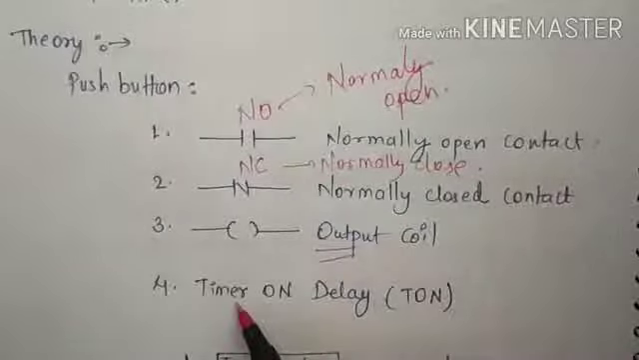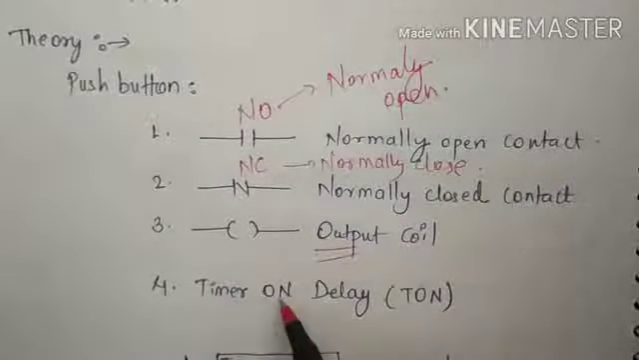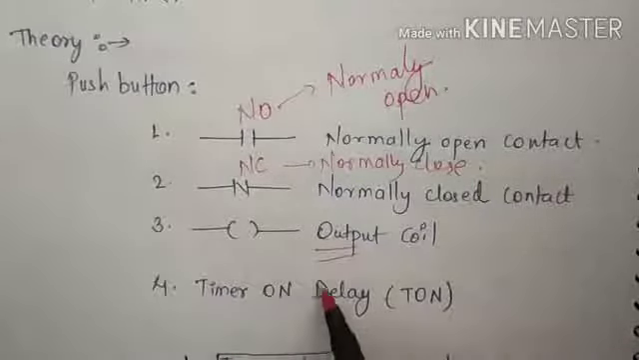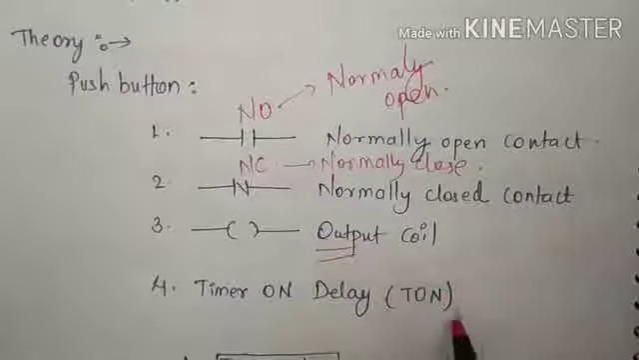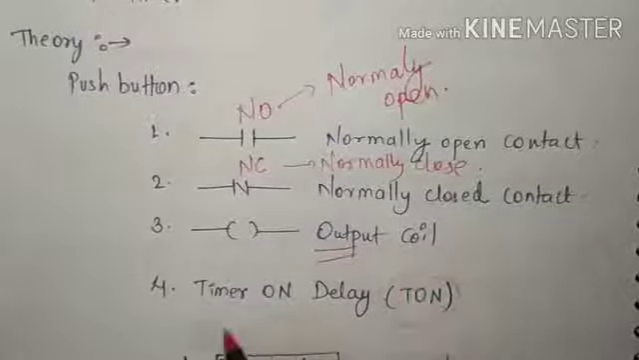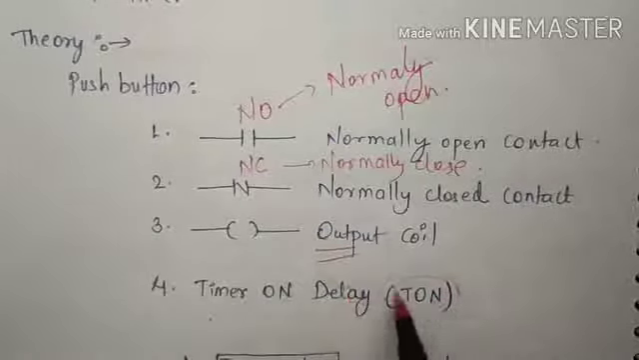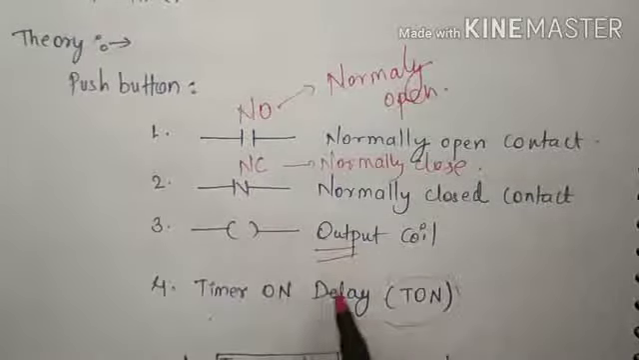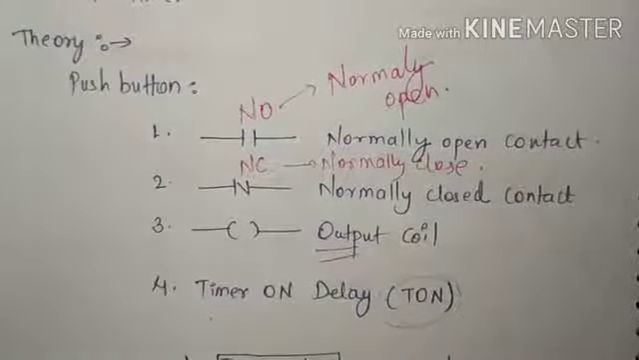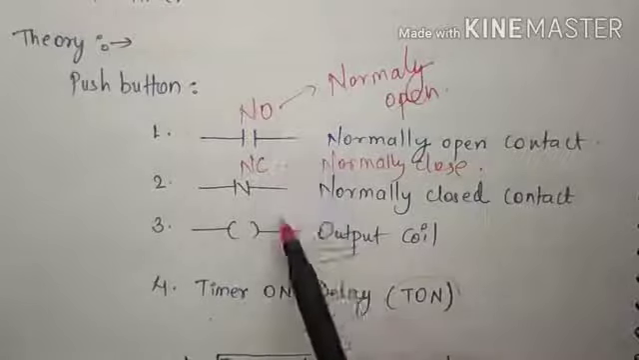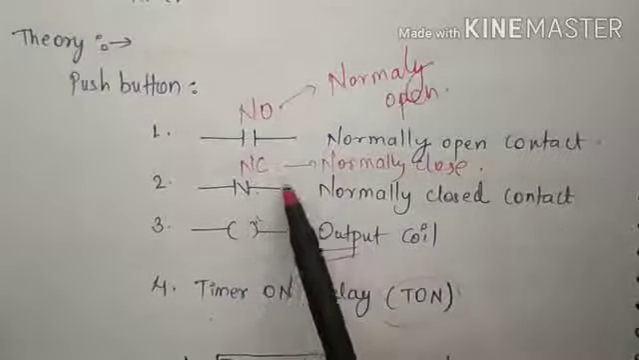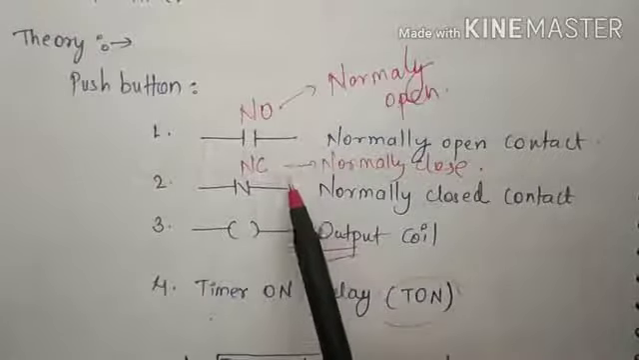Then the important one is the timer, the timer which will provide the required delay. It is also denoted as T-on, timer on delay, or T-on delay. We will be looking at this in detail. So this NO, NC and output are the three important parameters which we will be using in our ladder programming.